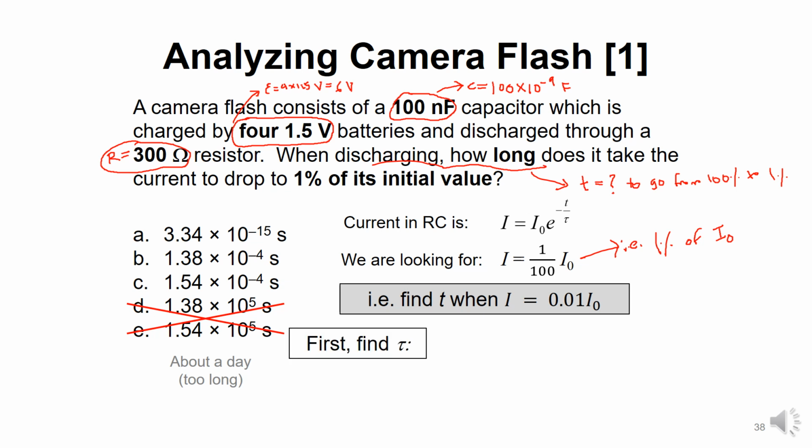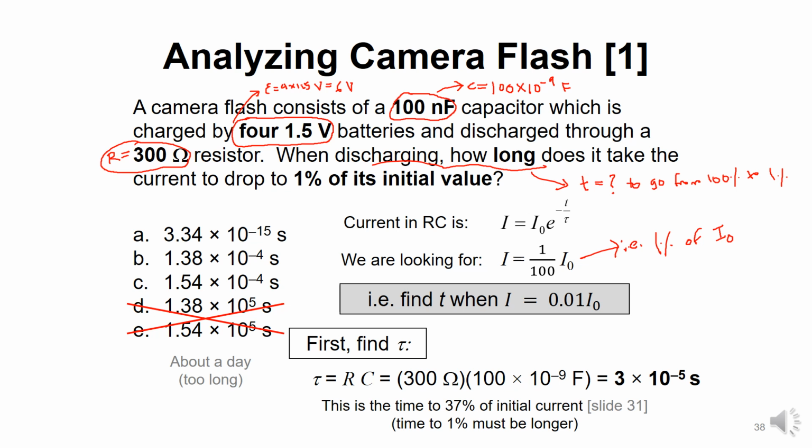Okay, oops, actually before that, let's find tau first, because we'll need to find tau anyway. So let's find the time constant. How do you find the time constant? We use the equation that we had before, tau equals RC. Okay, and here R is the 300 ohms and the capacitance is the 100 nanofarad. You multiply them, we get a time constant of 3 times 10 to the negative 5 seconds. All right, so we got our time constant.